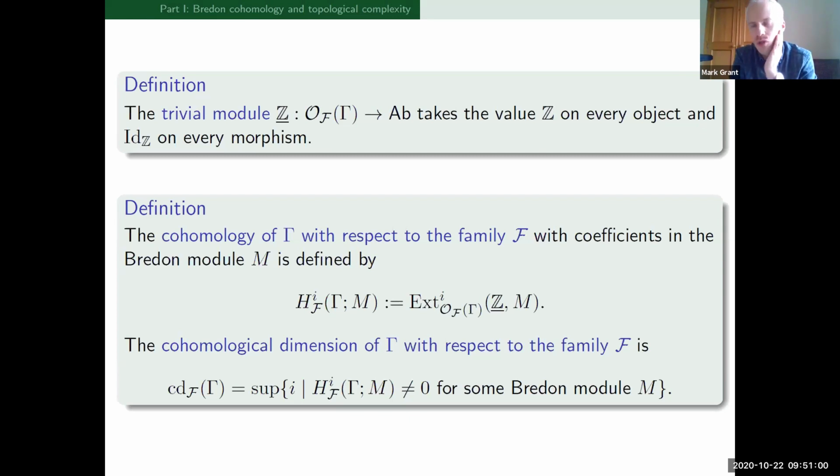So although these modules over the orbit category are a bit unusual when you first see them, the method of defining cohomology is entirely familiar. And then the cohomological dimension of the group with respect to the family is just the largest degree in which you have non-trivial cohomology for some Bredon module.